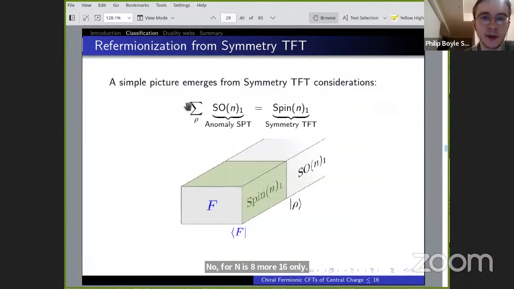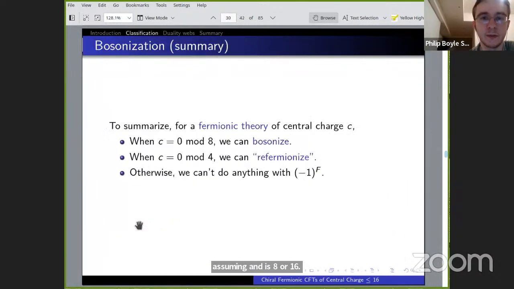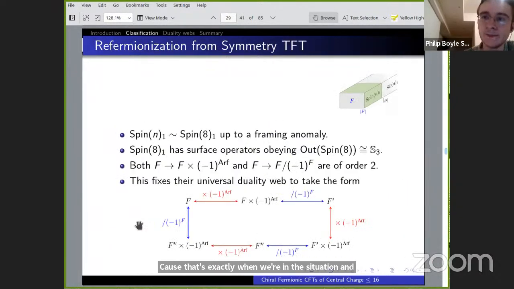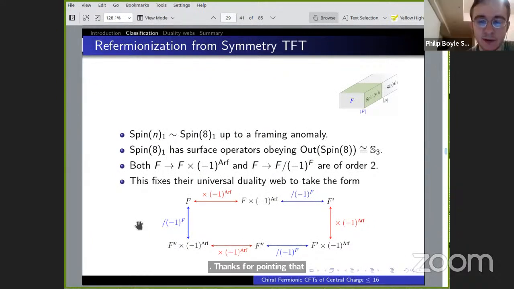I've assumed, from this point onwards, when I said, what happens if we gauge minus one to the F when bosonization is impossible, that N is 8 mod 16, because that's exactly when we're in that situation. And this continues to here. Okay. Thanks for pointing that out, because it wasn't really stated.